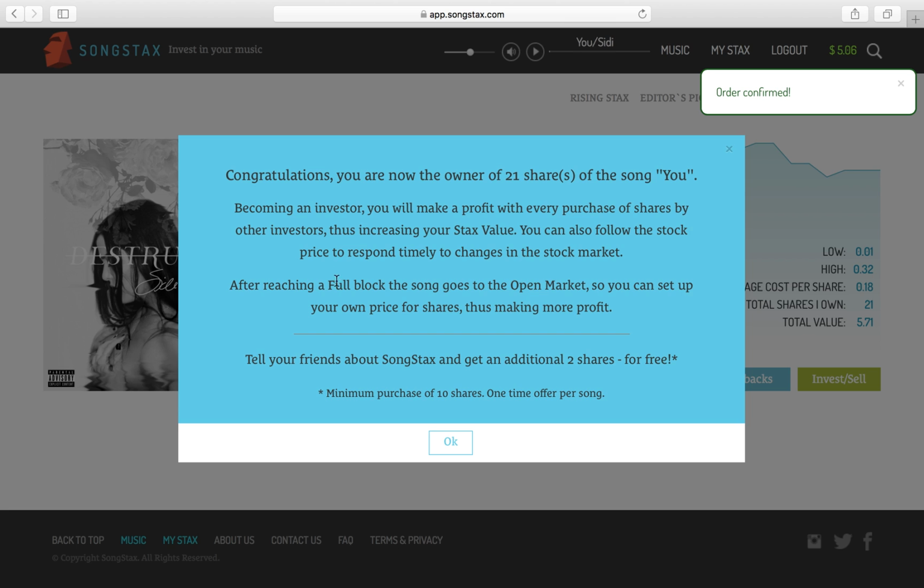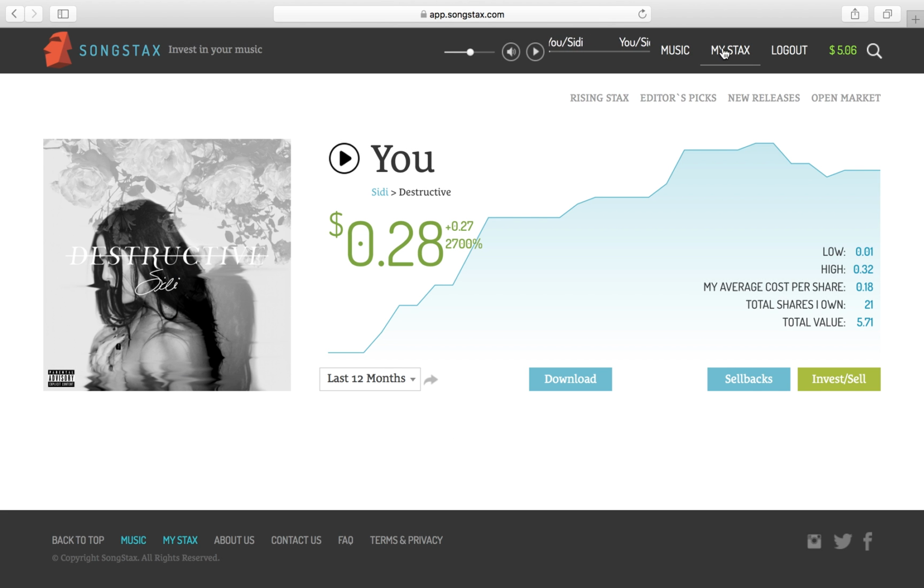Okay, here it'll tell you that you could get free shares by sharing on social media that you bought this song. So we didn't buy enough shares this time, but there would be icons here. If you click it and make a post, you actually get 2 extra shares for free, which is pretty good.